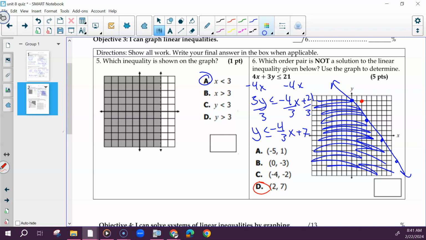So your 5 points for that one were: did you solve the inequality correctly? Did you shade it in the right direction? Did you graph the right type of line, dashed or solid? Did you graph the right slope and y-intercept? And then did you pick the correct point? Questions about that?